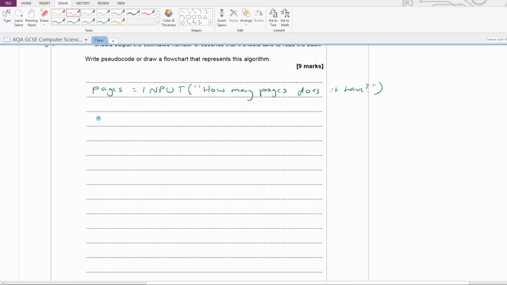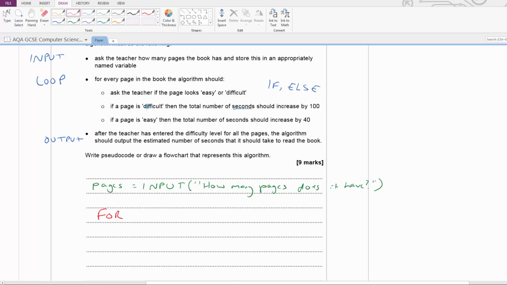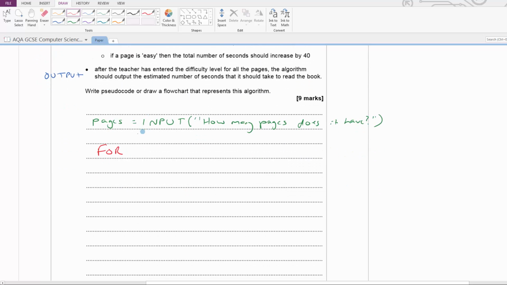So we now need to do our loop: for every page in the book the algorithm should use. There are 2 kinds of loops I was considering, for and while. I tend to use for when we know how many times we're going to be looping, which is called a definite loop. But in this case we don't actually know how many times we're looping because it's based on this input of pages. So you could use while, you could use for, it doesn't actually matter, but I chose to use for, so I'll stick with that.